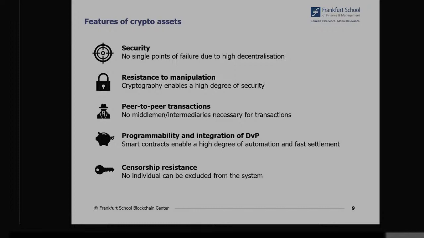And with such blockchain-based means of payment, these settlements can happen instantaneously. And this, of course, lowers risk because fewer counterparties are involved. Therefore, counterparty risk declines. And the fifth feature is censorship resistance, as not one single party is managing the whole form of money and includes people and decides who can have access to the system or not. It's now kind of censorship resistant because no individual can be excluded from the system.